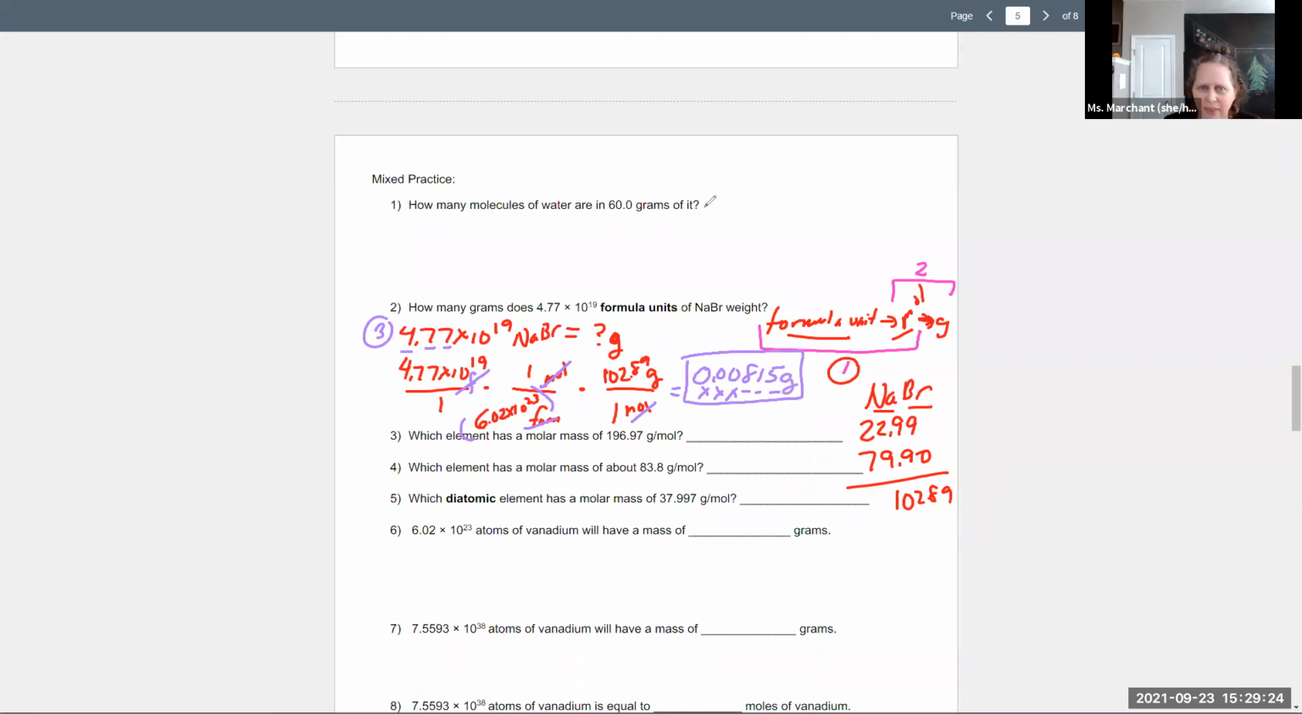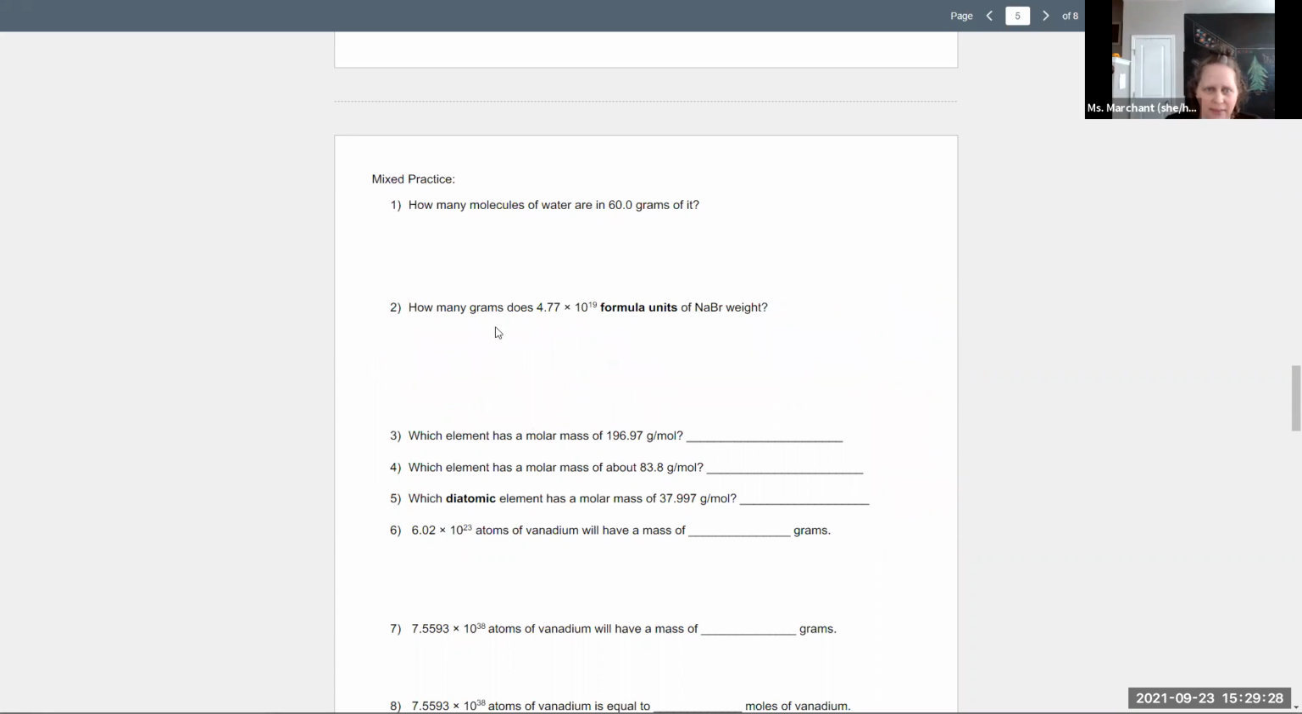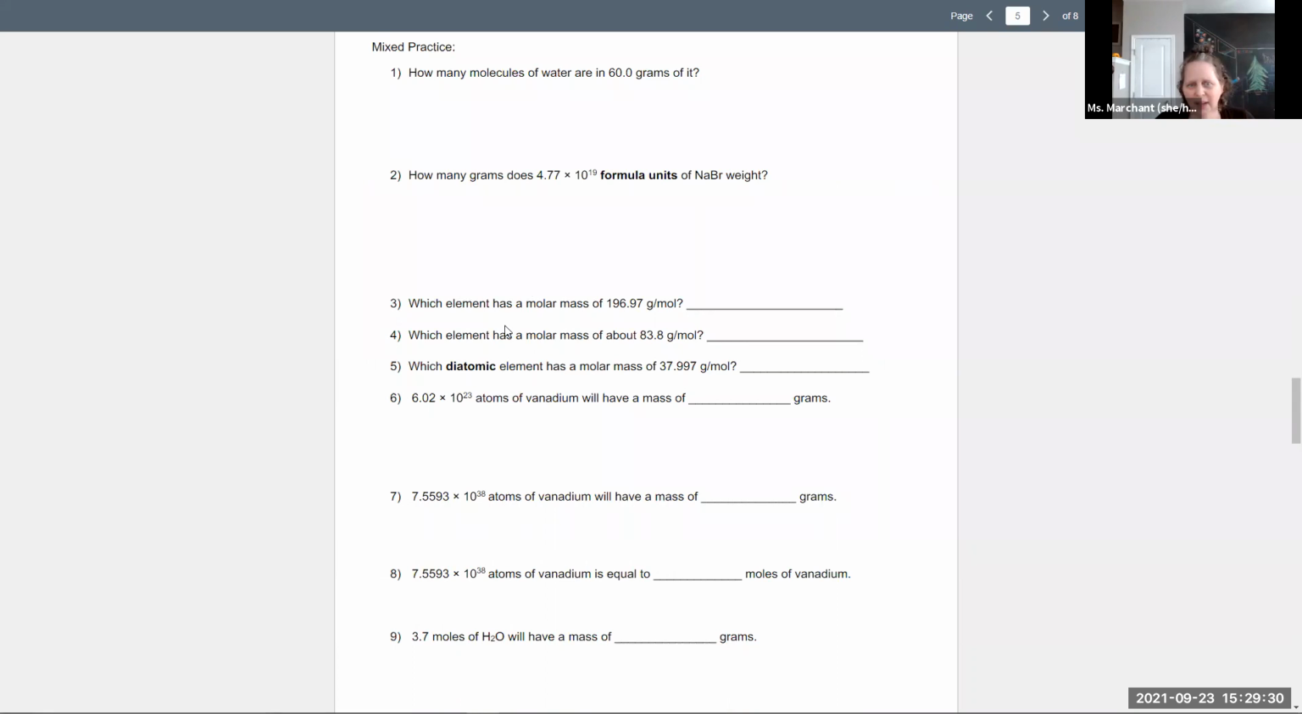Okay, so there's number 2. Let me slide this up a little bit. Which element has a molar mass of 196.97? That's directly off of the periodic table. Which diatomic element has a molar mass of this? Diatomic, 2 atoms. So you've got to take that number, divide it by 2, and then look on the periodic table.